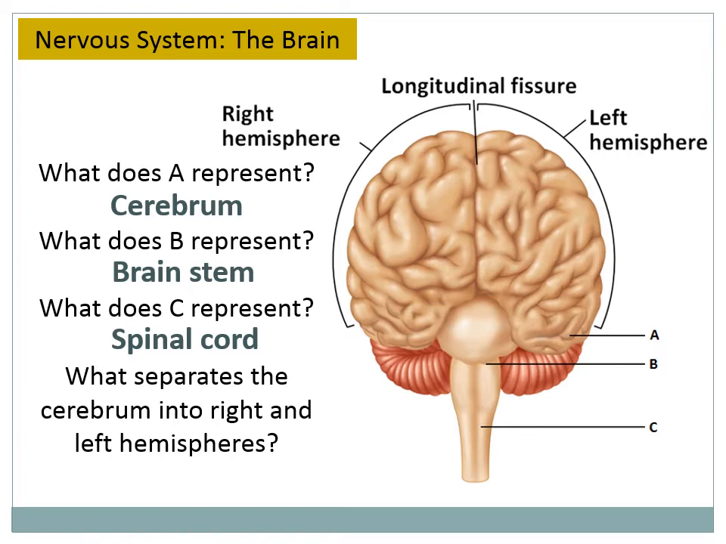What is going to separate our cerebrum into right and left hemispheres? You can see at top you have this line going down that's showing that it can split into right and left hemispheres. That is called the longitudinal fissure. So the longitudinal fissure is going to split our cerebrum into right and left hemispheres.